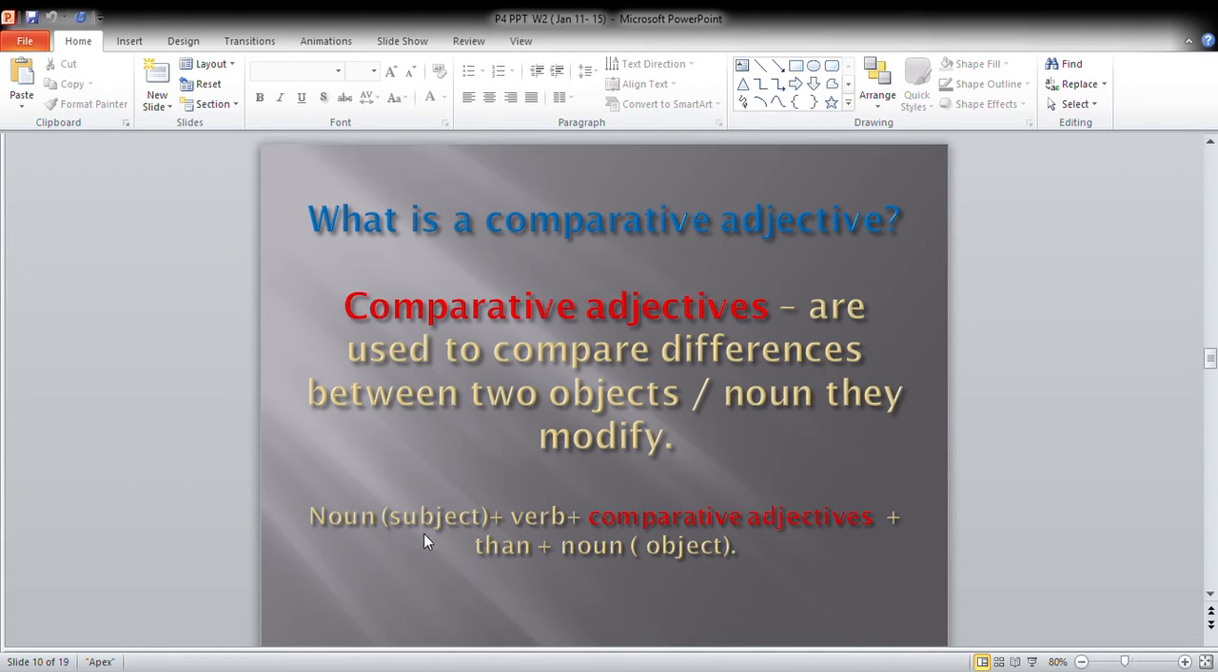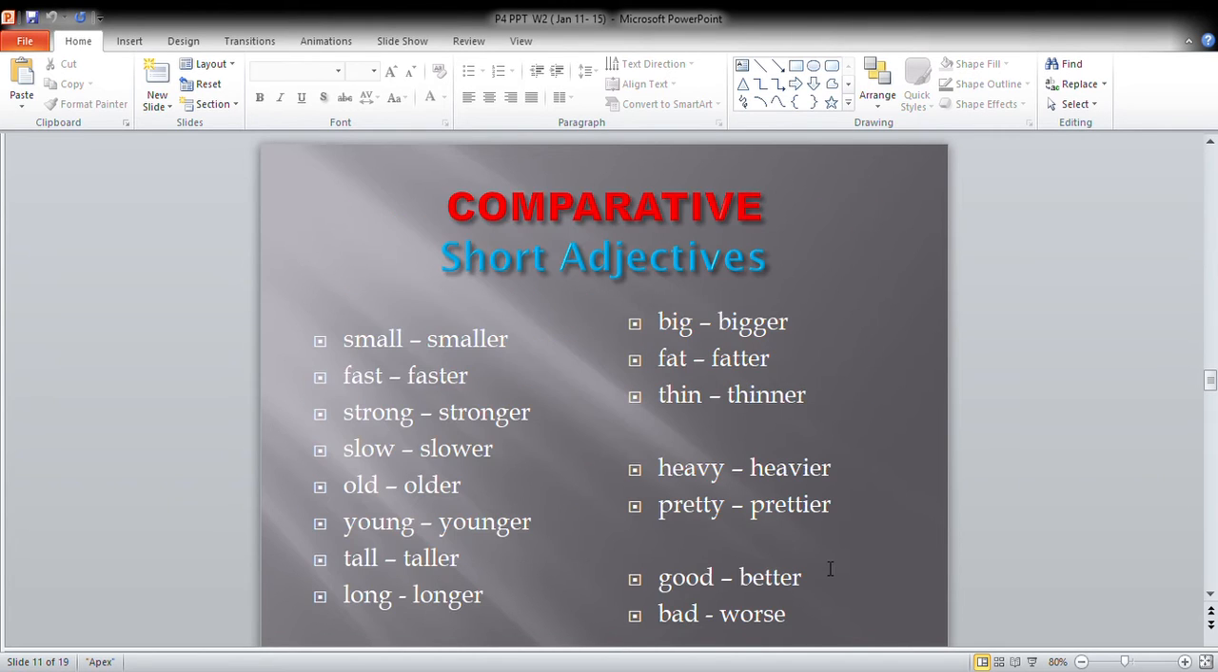We have, for example, noun as a subject plus verb plus comparative adjective plus than plus noun as the object. So this is the pattern of our comparative adjectives. So we have here the example of comparative adjectives in short adjectives.